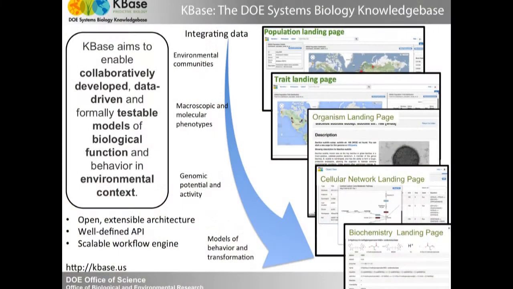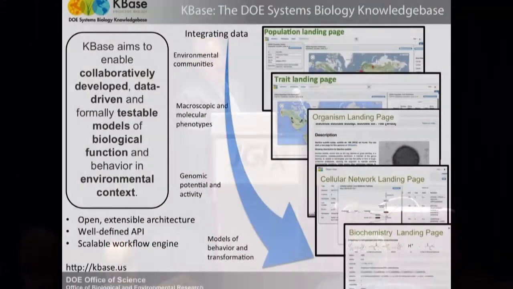So the big thing here is that KBase aims to enable collaboratively developed, data-driven, formally testable models of biological function and behavior in an environmental context, which means that we have to capture environments, we have to capture cells organized together, and we have to organize what's inside cells in some way. This is informed, of course, by all the type of data that JGI collects and the annotations that they do. But we try to take it a step above this, in a sense. We are integrating data which comes all the way from environmental communities to macroscopic and molecular phenotypes, and all the way down to these models of behavior and transformation.